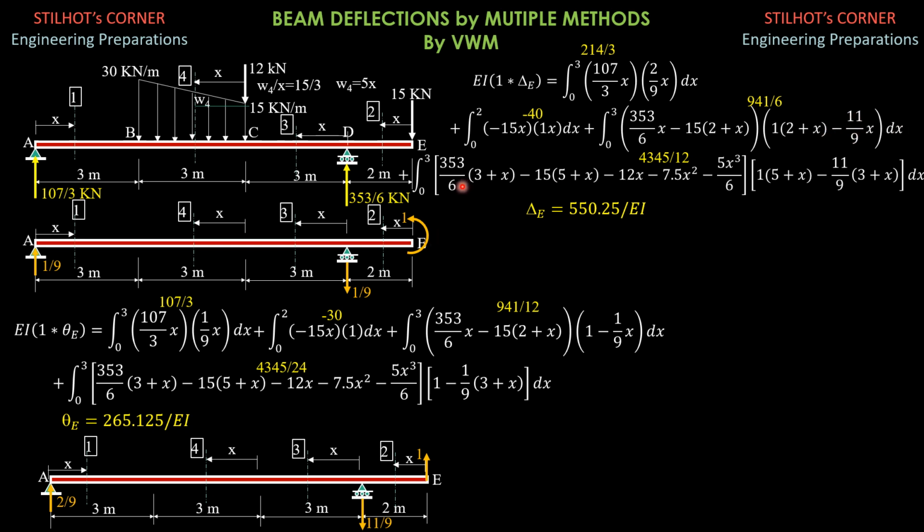Then for the last section 4, copy original big M. Then due to the unit loads, we have the moment here is 1 times quantity 5 plus x minus 11 over 9 times quantity 3 plus x. So using your calculator, the value of the first integral, second, third, then fourth. Combining, delta E is 550.25 over EI, just like before.